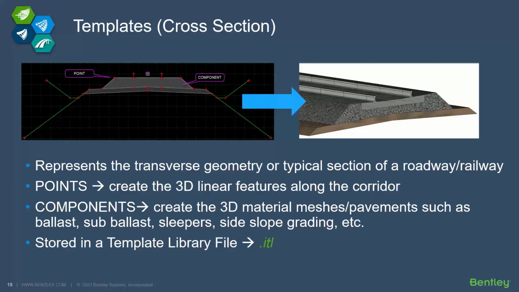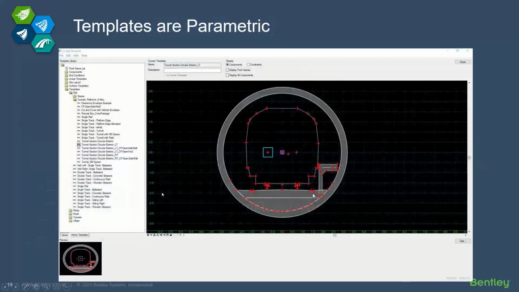And the points are connected to form components that represent materials, meshes, or pavements, such as, in this case, since it's rail, ballast, sleepers, and side slopes as well. And this is stored in an ITL file, or .itl file, so that you can reuse that template library regardless of the project that you are working on.